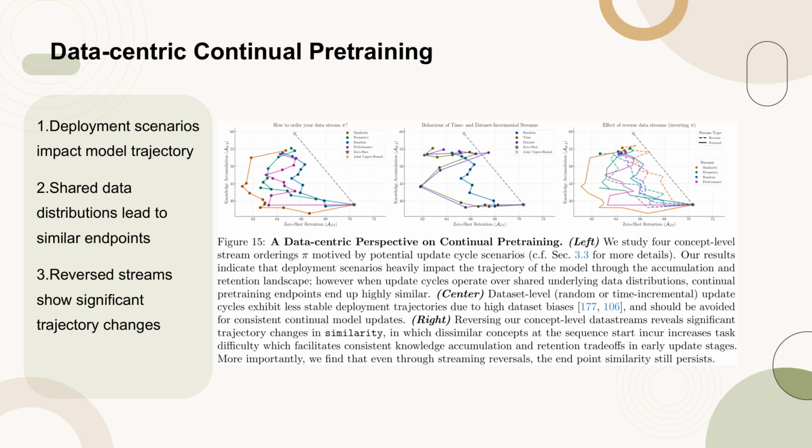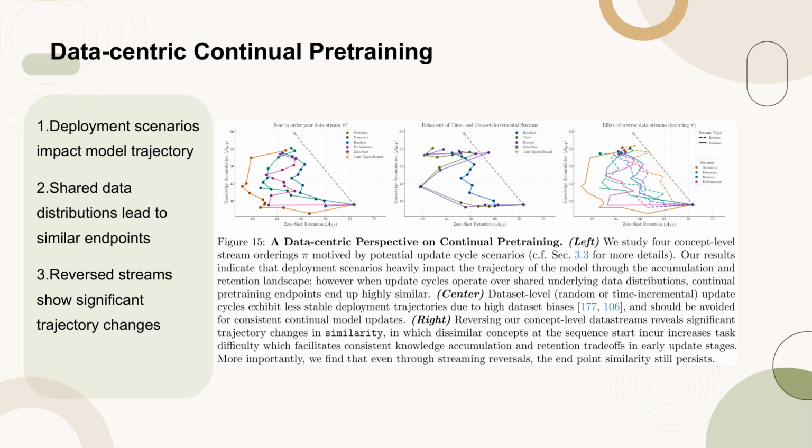Figure 15 presents a comprehensive study on the impact of different deployment scenarios on continual pre-training. The left panel illustrates how various concept-level stream orderings, motivated by potential update cycle scenarios, affect the model's trajectory through the accumulation and retention landscape. The results indicate that while deployment scenarios significantly influence the model's path, continual pre-training endpoints remain highly similar when update cycles operate over shared underlying data distributions.